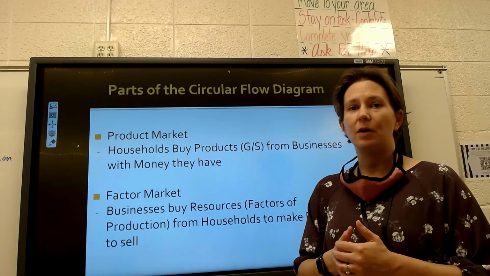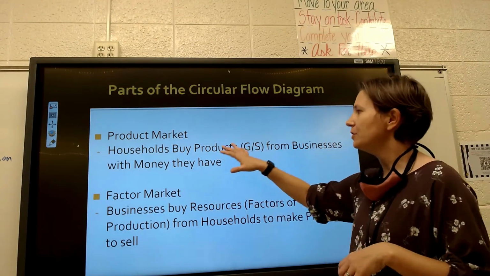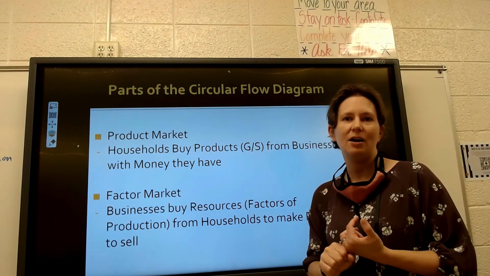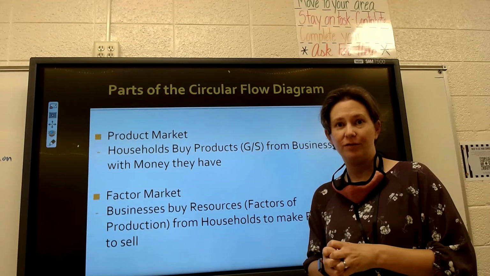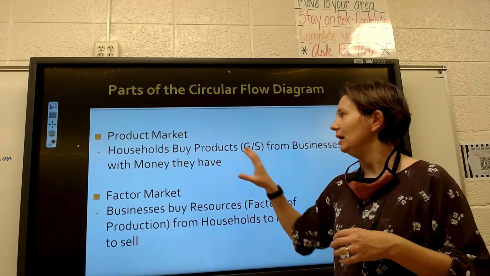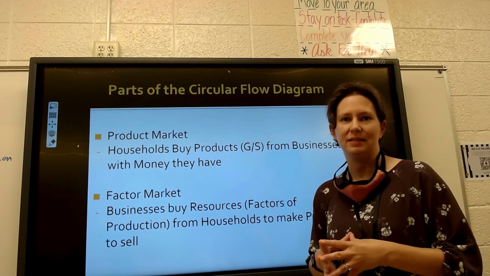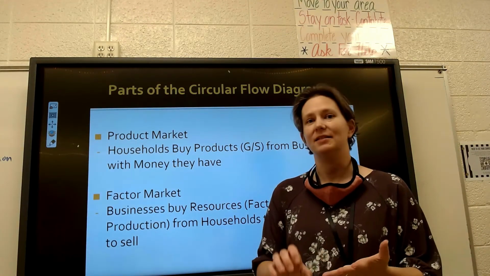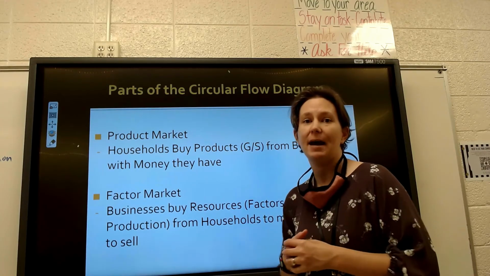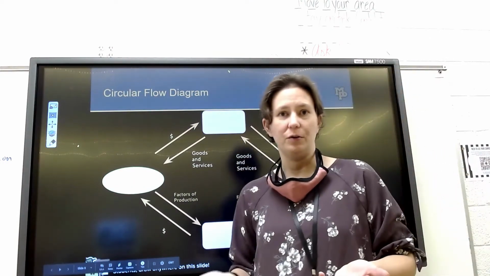All right, the product market is where households buy products. So when households buy goods and services like a haircut or rent a house or anything that you buy for yourself, that's going to be in the product market. The factor market is where businesses buy stuff. So if I'm a business and I'm buying ingredients, hiring workers, that's going to happen in the factor market.